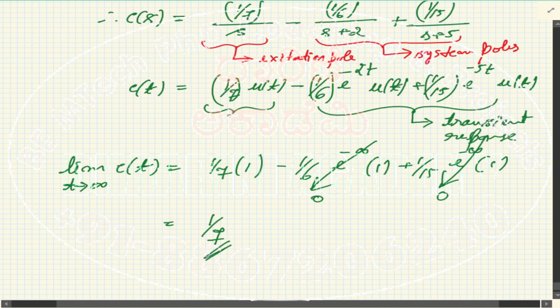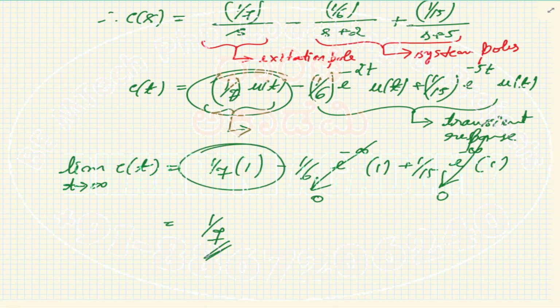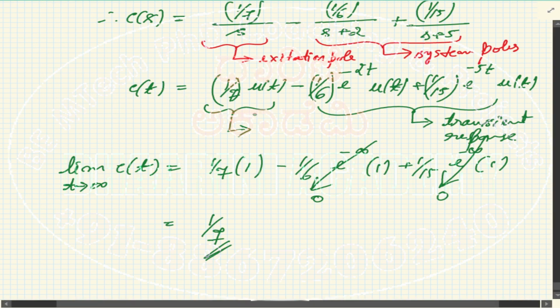And the 1 by 7 into u of t, which is because of the input, correct? The input given is 1 by s, because of that whatever output you get in the c of t, that remains there even when time is equal to infinity. It was there initially, it will remain. So this is called the steady state response.